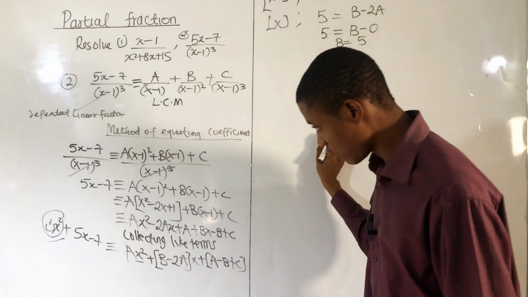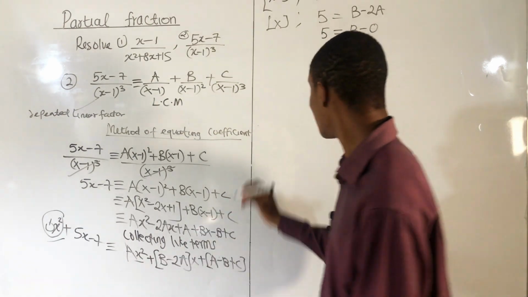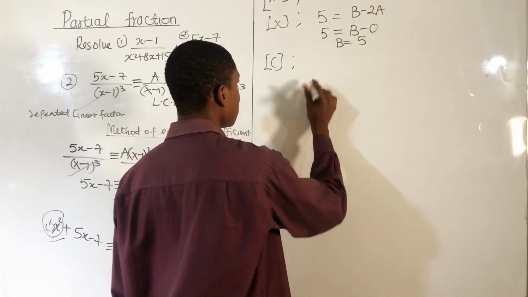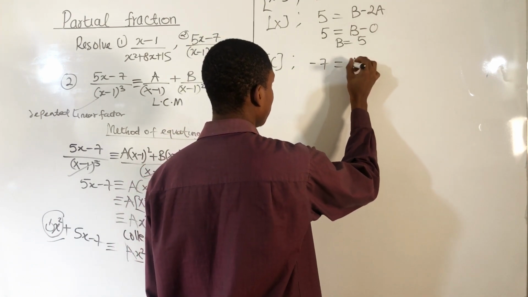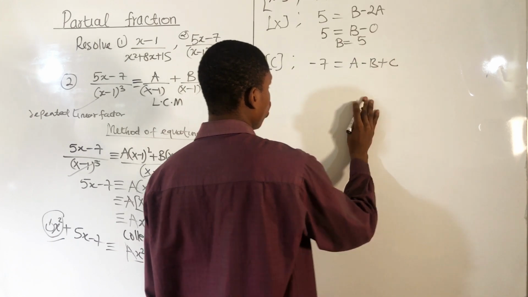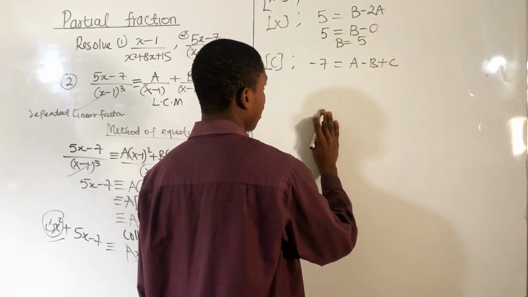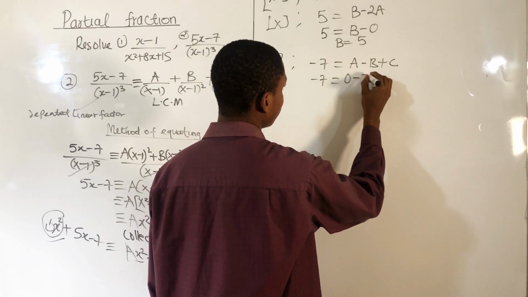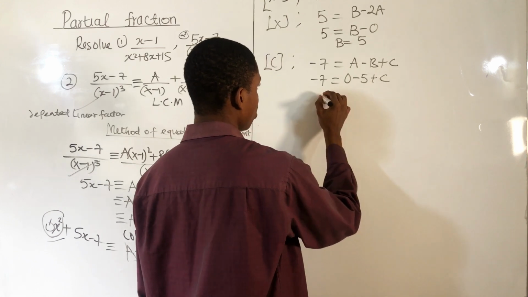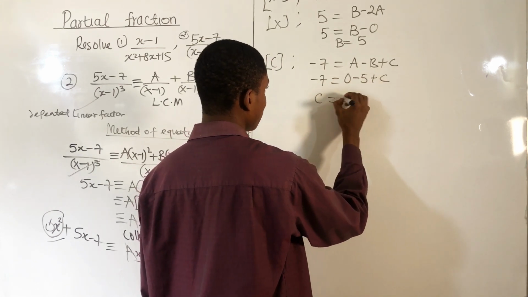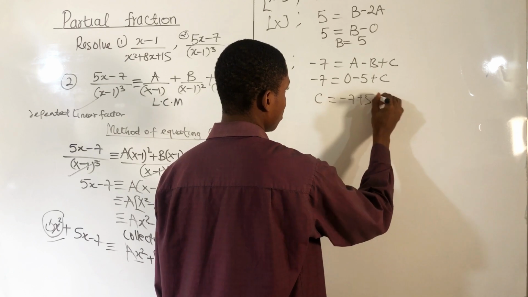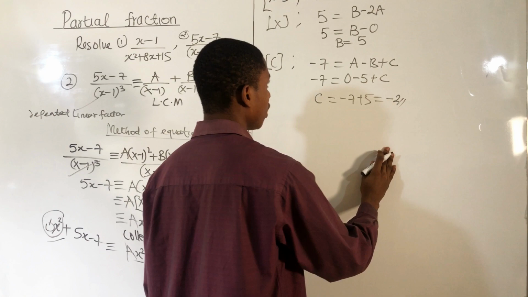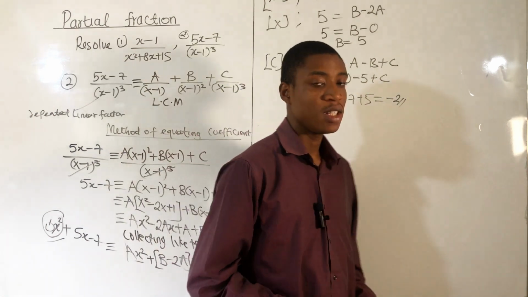Then comparing for c, what do you notice here? That's negative 7. So for the constant, negative 7 is equal to a minus b plus c. We know that a is 0 and b is 5, so we have negative 7 is equal to 0 minus 5 plus c. Making c the subject of the formula is moving this to the other side, which is negative 7 plus 5. So c is equal to negative 2. Therefore, we're getting the values of a, b, and c.